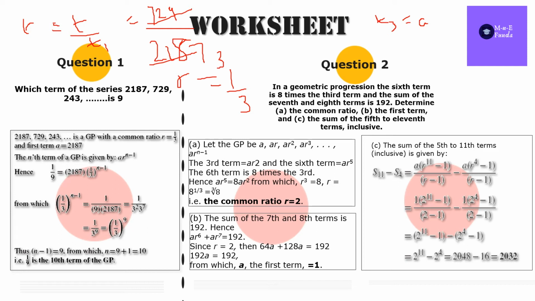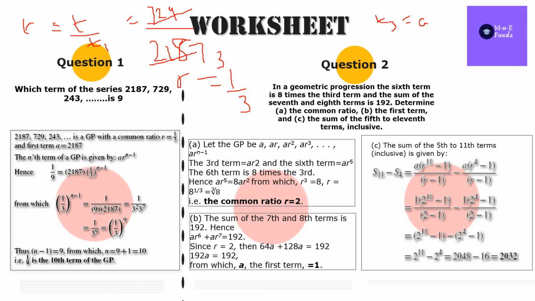And next, we have to find out the first term. So here the sum of the seventh and eighth terms is 192. So the eighth term is AR to the power 7 and the seventh term AR to the power 6, equal to 192. Here we already got R equal to 2. Put the value R equal to 2, we'll get the value A. So here A equal to 1. So the first term is 1.